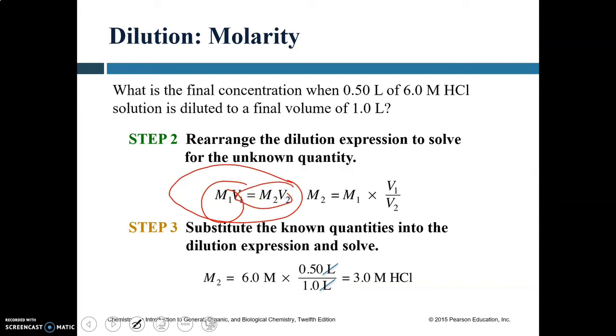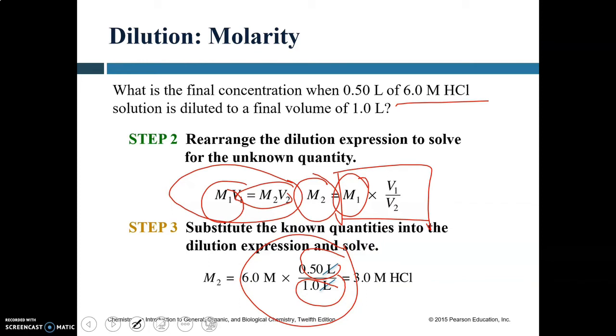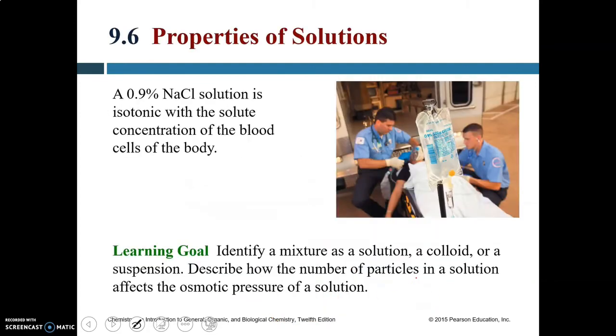From this equation, you can find that the molarity after the dilution can be expressed by this algebraic equation. M1, the original molarity, is 6 mole per liter. The original volume is 0.5 liter. The final volume is 1 liter. So by solving this little equation, you get the answer of 3 mole per liter hydrochloric acid. That's the concentration after the dilution.